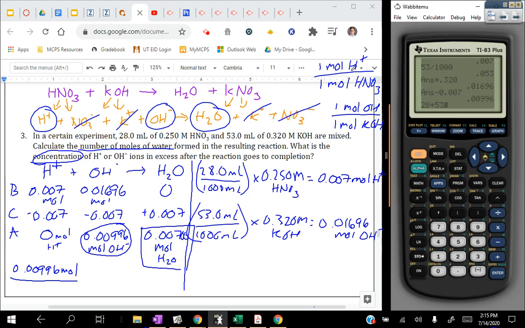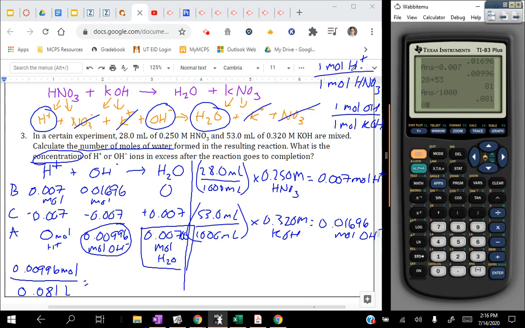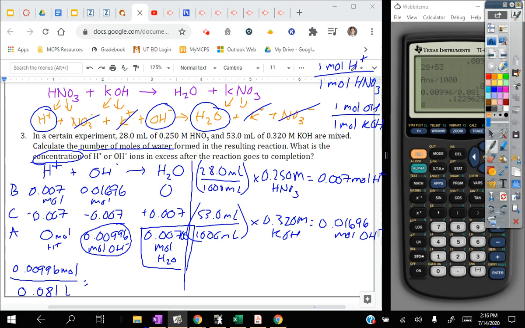28 plus 53 is 81 milliliters, which when we divide by 1,000 is 0.081 liters. So I need to divide by 0.081 liters to get my concentration of hydroxide ions. 0.00996 divided by 0.081, and I get a concentration, if we're doing 3 significant figures, 0.123 molar OH minus left in solution.